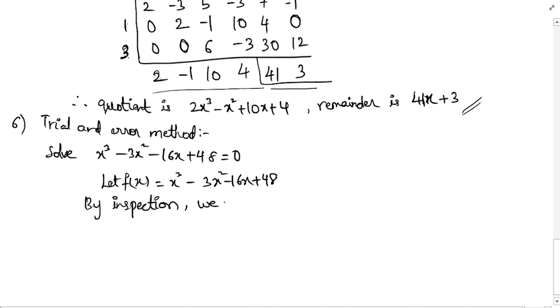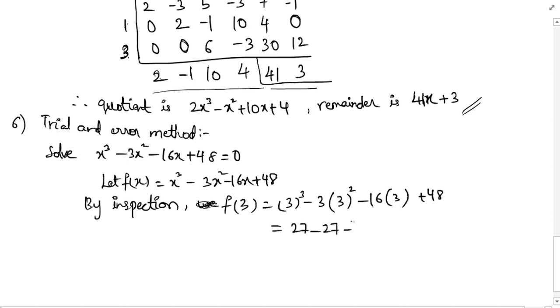So now I am inserting 3 in the above expression. By inspection, f of 3 is equal to 3 cube minus 3 into 3 square minus 16 into 3 plus 48, which is equal to 27 minus 27 minus 48 plus 48. This is equal to 0. So that means 3 is the root of this f of x equal to 0. So 3 is one of the roots.